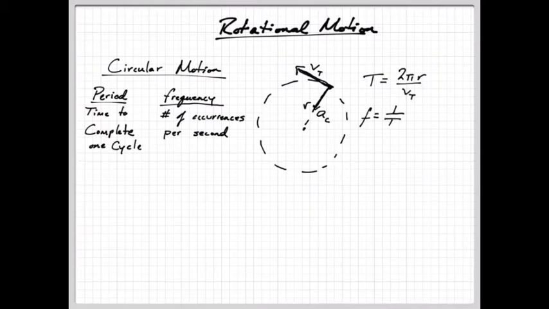Okay, and then recall the units. The units for period are seconds because we're talking about a time. And the unit for frequency is 1/seconds, which we call hertz, and you'll see that shorthanded with a capital H and a lowercase z. And then one of the other things we defined was the centripetal acceleration, which, remember, was the tangent velocity squared divided by the radius.